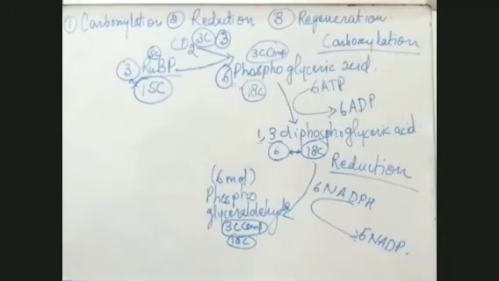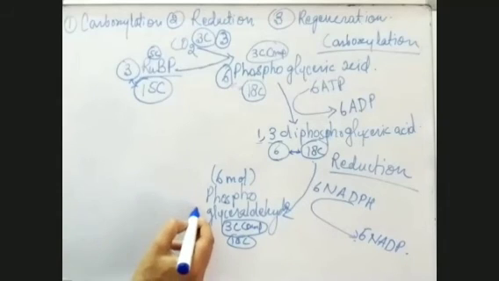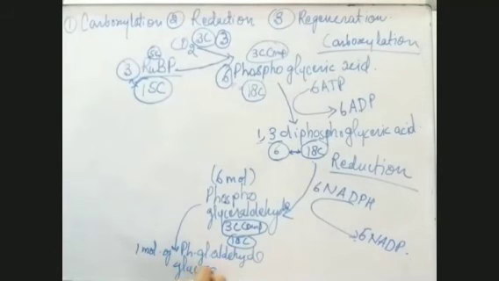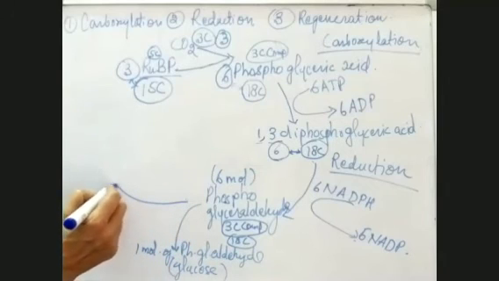Now out of the 6 phosphoglyceraldehyde molecules which are formed, one molecule moves out. One molecule of phosphoglyceraldehyde moves out for the formation of glucose. It moves out to synthesize glucose. And what happens to the remaining 5? The remaining 5 molecules move into the cycle.